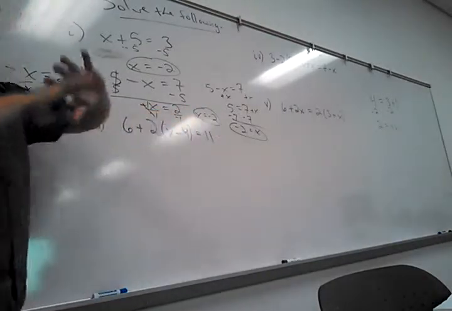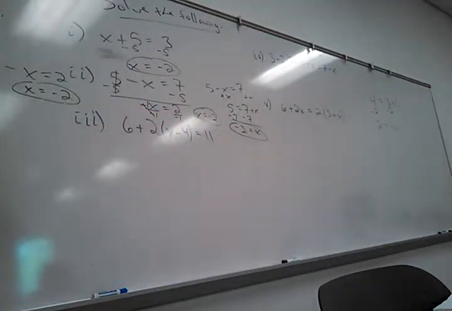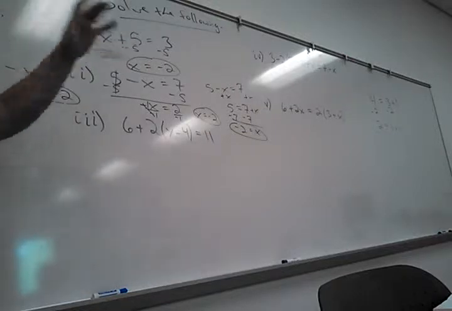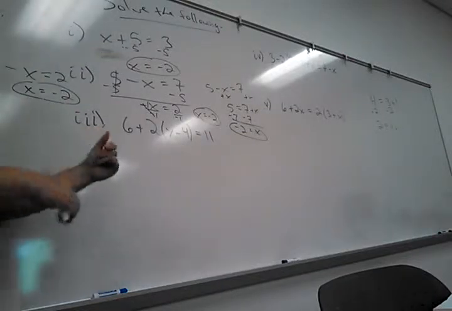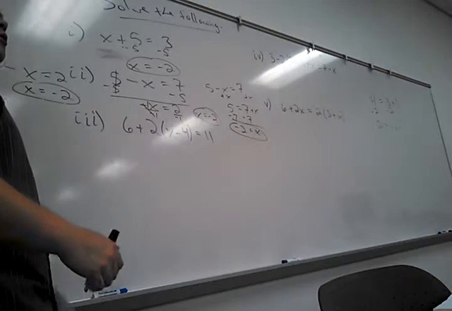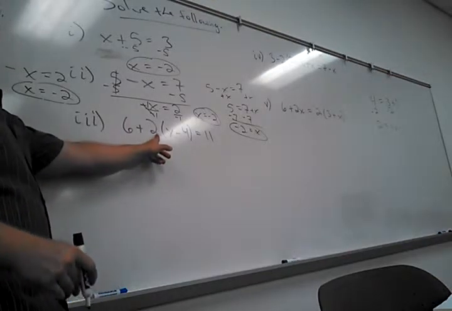So here I start to throw in a little more complexity. But it's still the same idea. I want to strip all the stuff away and keep x by itself. So the very first thing I have to do towards that goal is distribute the 2.